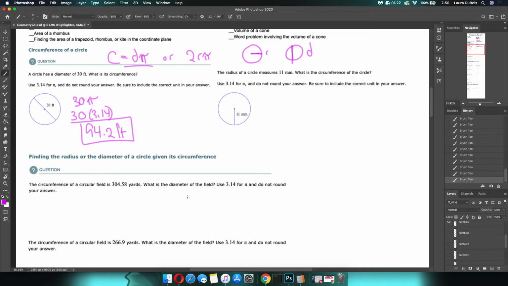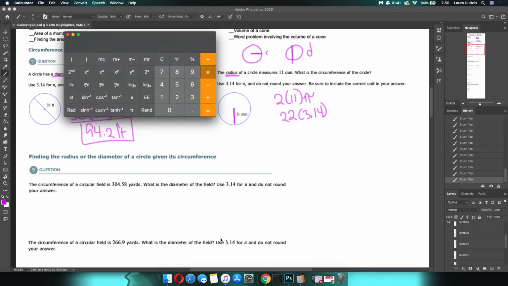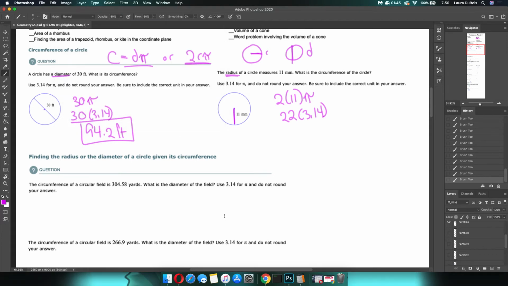Next up, radius. What is the circumference? So now we're going to be using this one because it's the radius, and they tell us right out it's a radius. So that's 2 times 11 times pi, so 22 times 3.14. 22 times 3.14 is 69.08 millimeters. All right, so far so good.